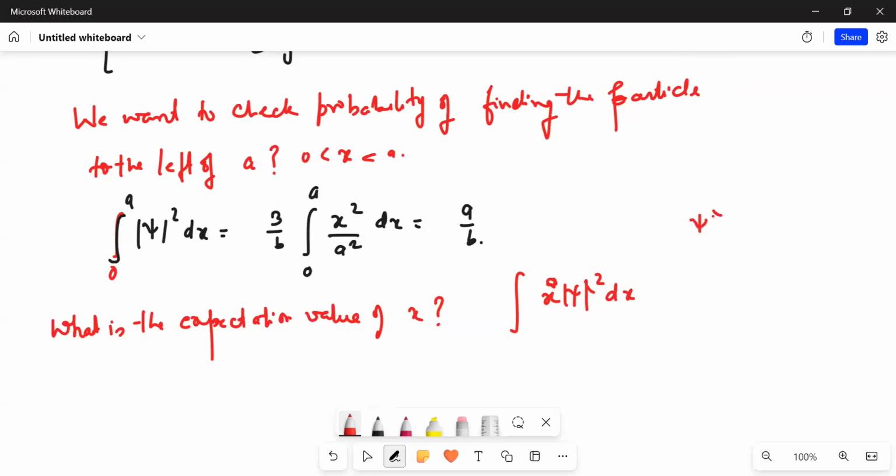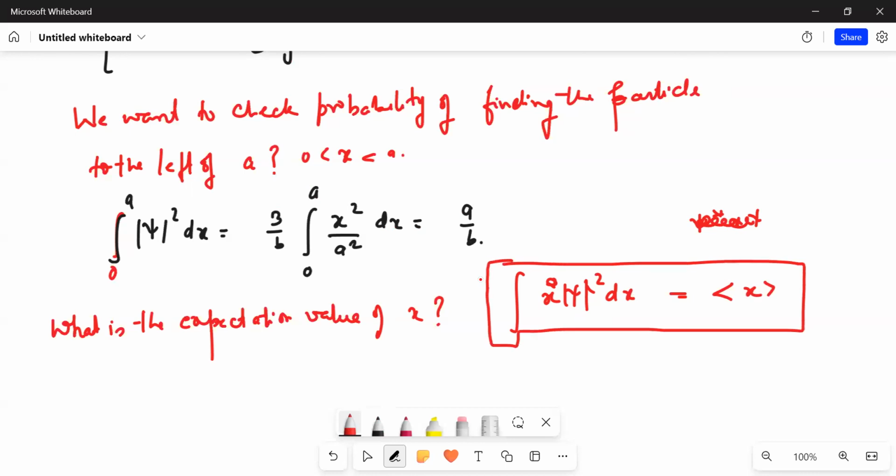Because psi star x psi, or whether you write this or you directly write this, they're one and the same thing. So this is equals to what? This is equals to the expectation value of x. Try to find this result. What do you think the expectation value of x would be?